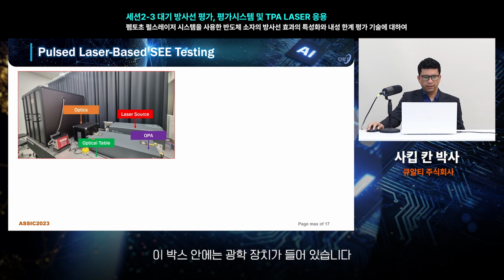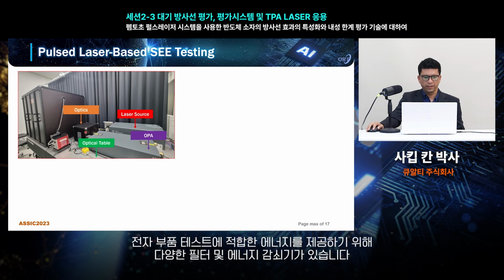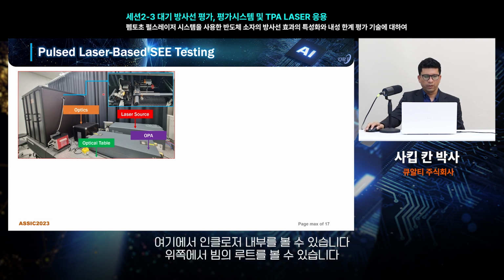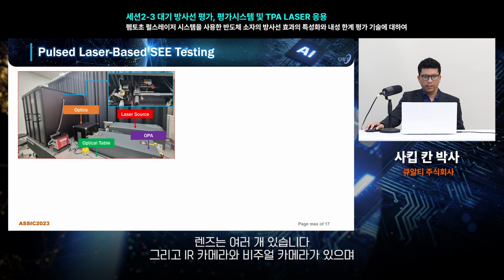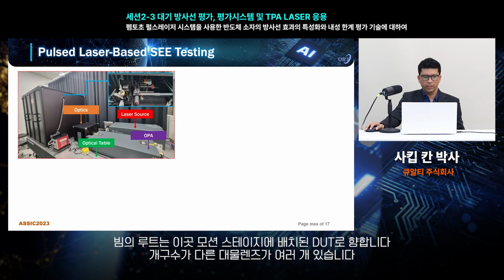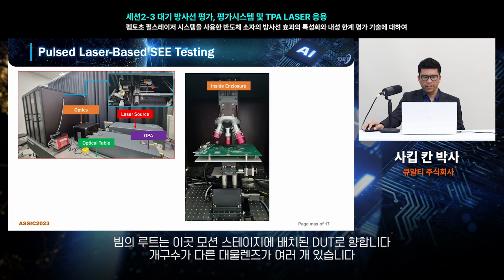This box contains optics inside. It contains various filters as well as energy attenuators in order to have the suitable energy for testing of electronic components. This shows how the inside of this enclosure looks. The top side shows how the beam is routed. There are different lenses, an IR camera, and a visual camera, and the beam is directed to the DUT, which is placed here on the motion stage.